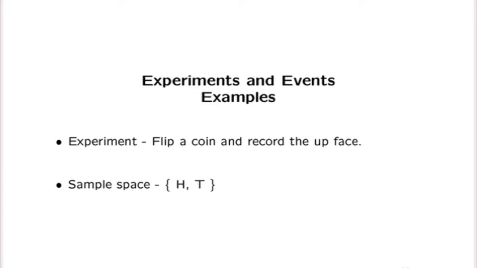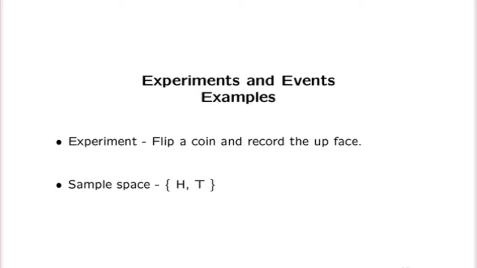The experiment is to flip a coin and record the up face. Now remember the definition of a random experiment. It's a process or procedure with a well-defined set of outcomes for which we cannot predict the outcome with certainty. And so in this case, that certainly satisfies those conditions. When we're flipping a coin, we have two possibilities. We could get heads or we could get tails. Those are the only two possibilities, and so we have a well-defined set of outcomes. And on any given flip, we're not able to predict with certainty what outcome we're going to have. So this is, in fact, a random experiment.